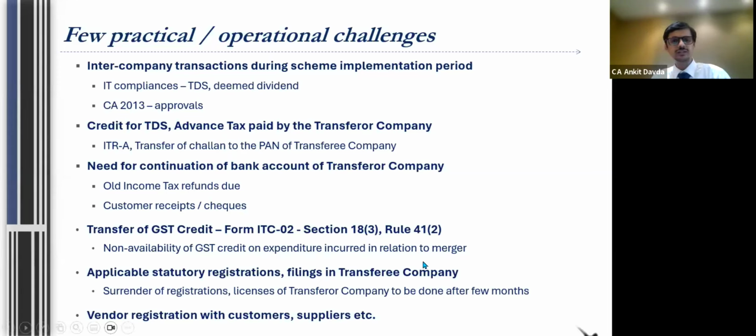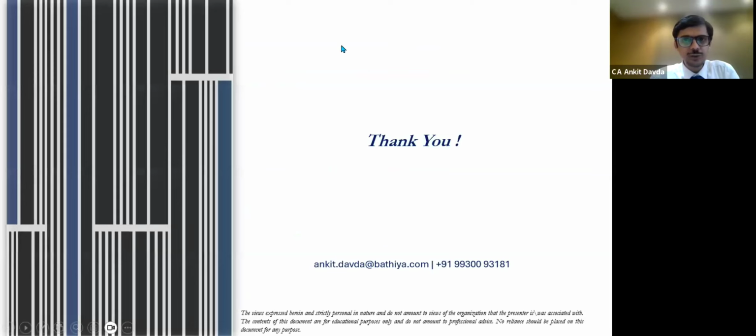And similarly, the last point is vendor registration with customers and suppliers. You need to plan in advance, before the effective date comes and the transferor company ceases to operate effectively. You need to get all these registrations done with customers and vendors in advance, because often we have seen these transitional issues, and business gets impacted if you don't plan it well in advance. So I think these were some of the practical issues, and obviously many of you, while doing such transactions, may have come across similar issues, and we can always chat or interact on this over email.